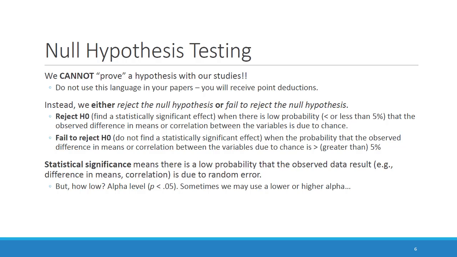In this manner, statistical significance means that there is a low probability that the observed data result, for instance, your difference in means or your correlation, is due to random error. But how low? Remember, our alpha level is what we use, and typically we use p of less than 0.05. However, sometimes we might use an alpha that's lower than that, like p of less than 0.01. Or we might use a slightly higher alpha, like p is less than 0.10.